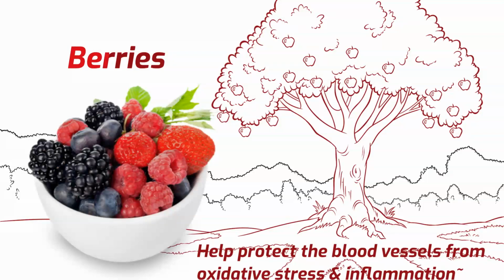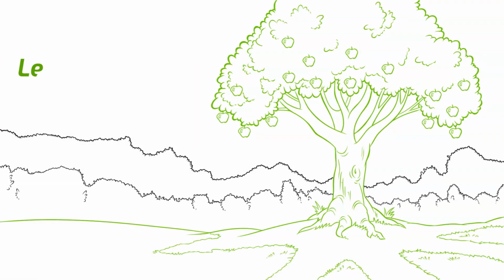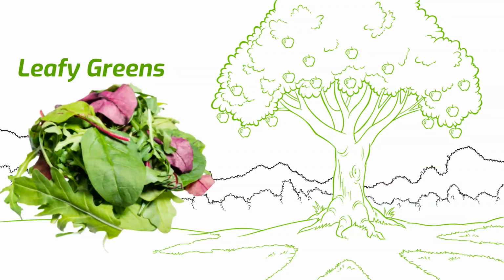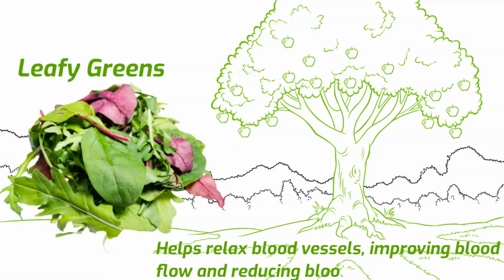Additionally, the high fiber content in berries aids in cholesterol management, which is crucial for maintaining healthy arteries and preventing plaque buildup. Leafy greens. Leafy greens like spinach, kale, and arugula are high in nitrates, which the body converts into nitric oxide. Nitric oxide helps relax blood vessels, improving blood flow and reducing blood pressure.